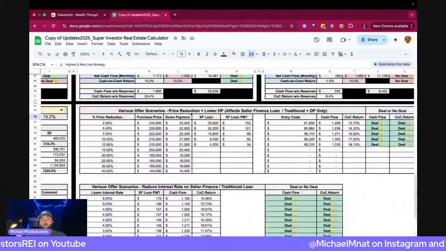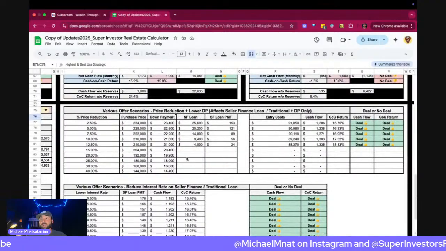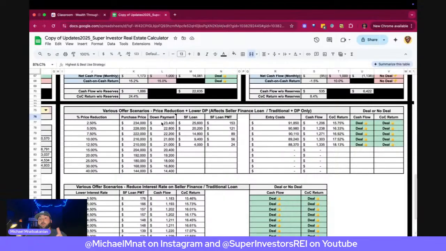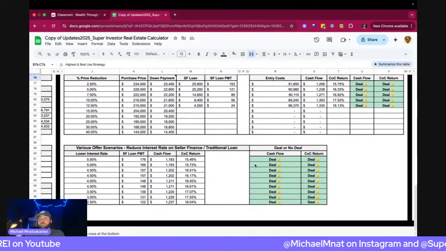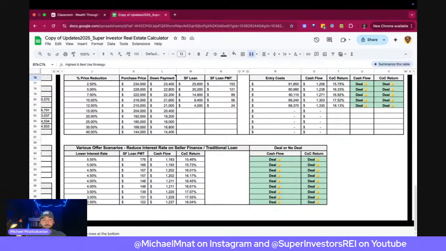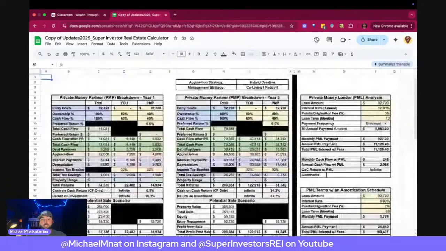It'll even tell you, okay, I think you can negotiate. If you lower the purchase price and the down payment, here's how this deal can be improved. Or if they're seller financing, if you reduce the interest rate, here's how this deal could be improved. And when does it become a deal based on your criteria? It's pretty freaking powerful. Next is going to be the other people's money tab.